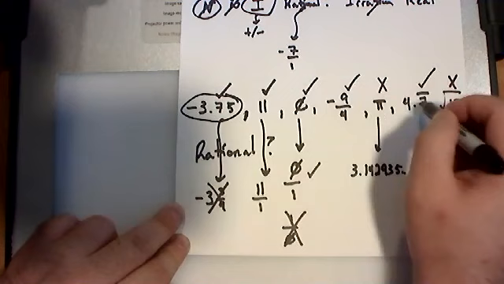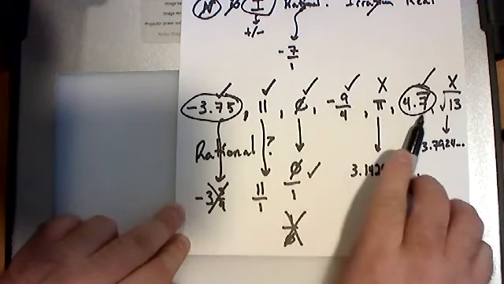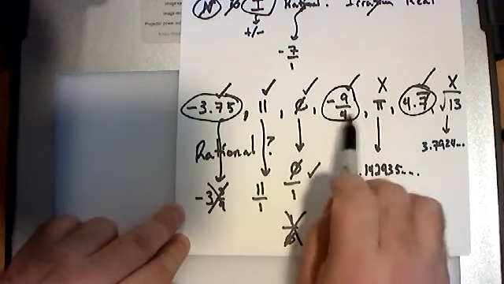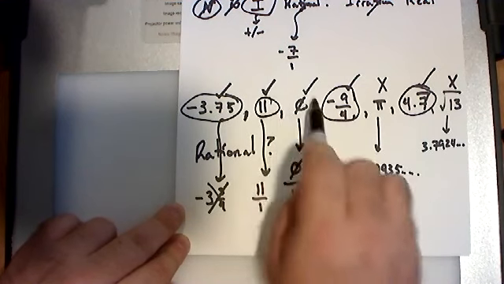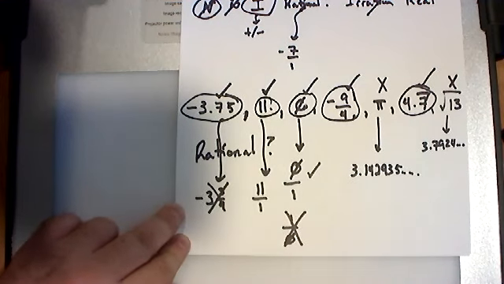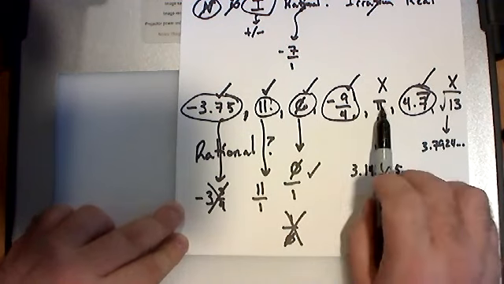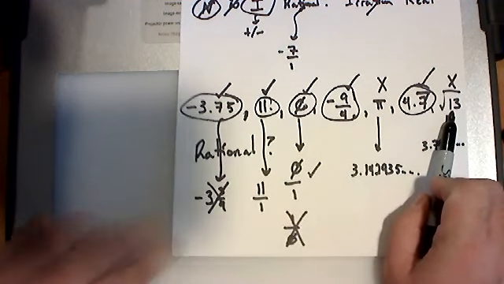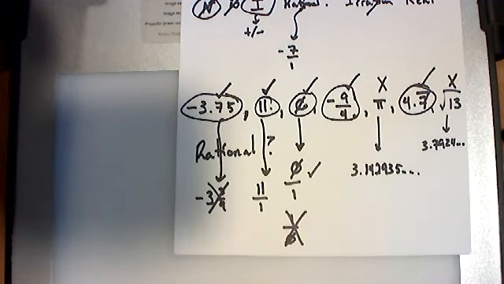Okay? So these were rational because this one stopped. This one repeated. This is rational because it's a normal fraction. And these two are rational because they're just regular whole numbers, 0 and 11. Numbers like pi, and numbers like unclean square roots like the square root of 13, are not rational.